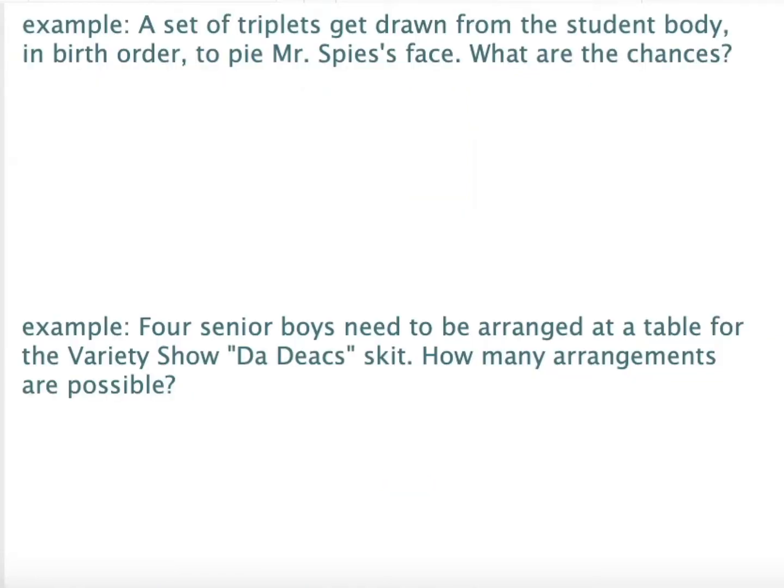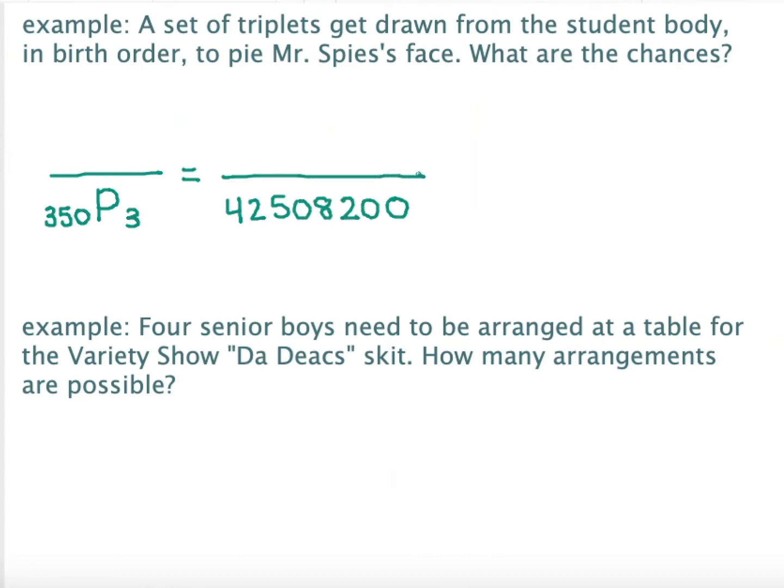A set of triplets get drawn from the student body in birth order to pie Mr. Speece's face, what are the chances? So first of all, how many different sets of 3 students from the student body are even possible? That would be our bottom number on our probability. Well, if we have 350 students in the school, and we're caring about order in this case, how many different ways are there to choose 3 students? That's going to be our bottom number. Over 42 million sets of 3 if we care about order.